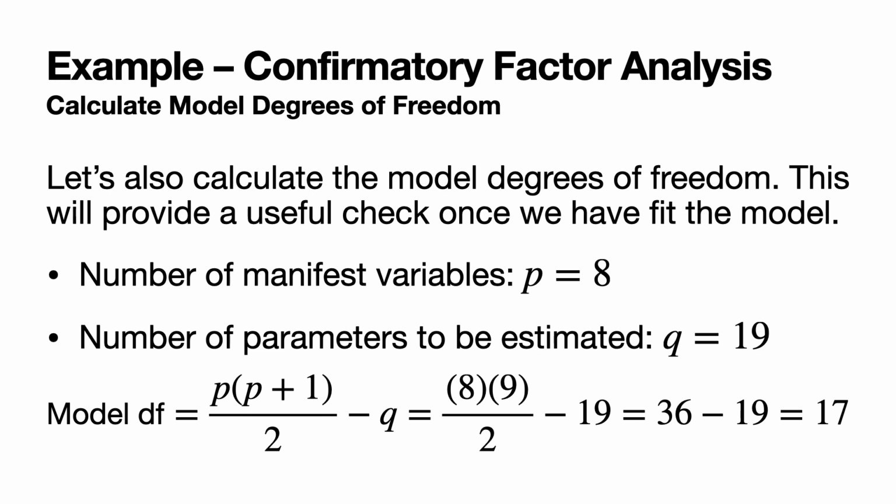So the number of manifest variables is equal to 8. This is denoted by P. The number of parameters to be estimated, which we denote by Q, is equal to 19 in this case. And with those, we can calculate the number of degrees of freedom associated with the model. The formula for the model degrees of freedom, you'll recall, is P times (P plus 1) over 2, minus Q. So we have 8 times 9, or 72, over 2, which is 36, minus 19, and so we have 17 model degrees of freedom.